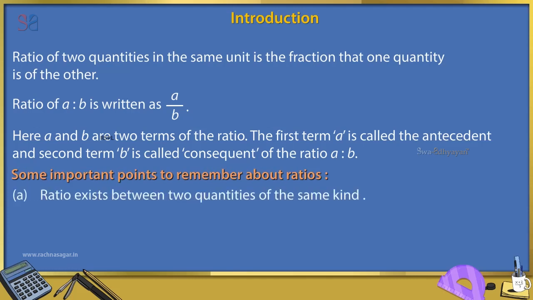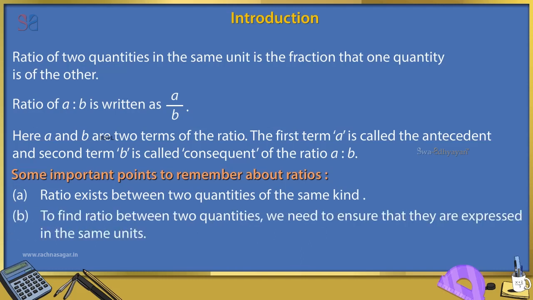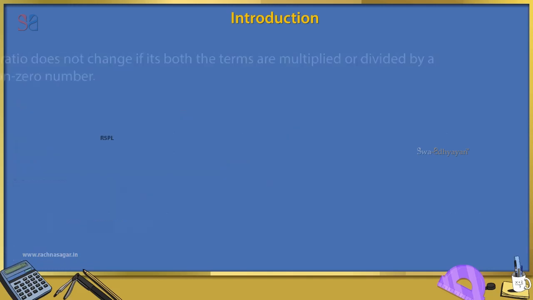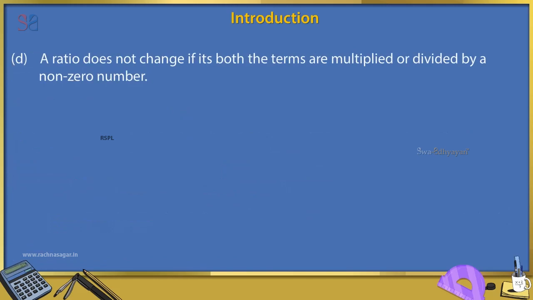A. Ratio exists between two quantities of the same kind. B. To find the ratio between two quantities, we need to ensure that they are expressed in the same units. C. Ratio, being a fraction, has no units. D. A ratio does not change if both its terms are multiplied or divided by a non-zero number. E. If the terms of a ratio are changed, then A is to B is not equal to B is to A.